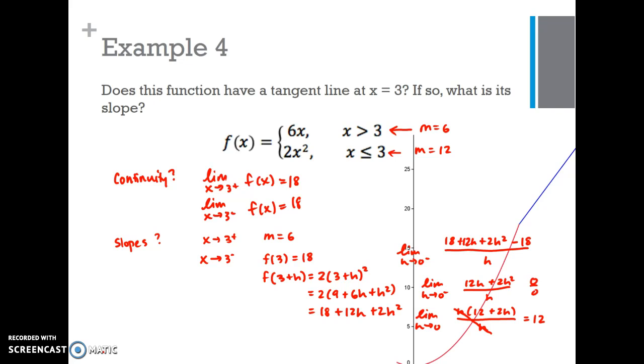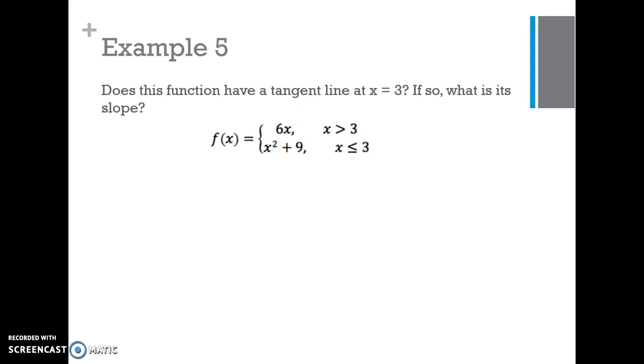So I just wanted to visually show you what that means. The 6x is a straight line, it's approaching this parabola, and I couldn't write a tangent line because I can't figure out what the slope is at that curve. It has a slope of this, but it also has a slope of this. So since they have two different slopes, I can't write an equation for a tangent line at x equals 3.